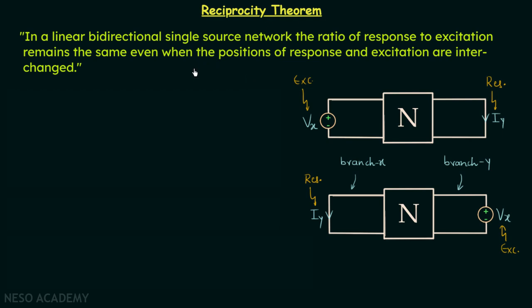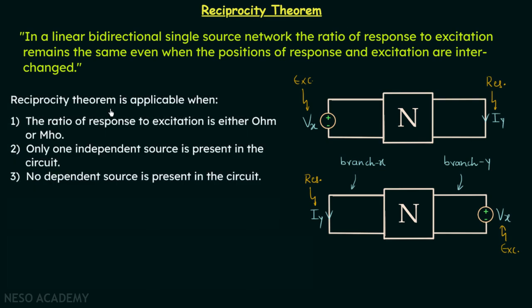And now we will move on to the conditions in which reciprocity theorem is applicable. Reciprocity theorem is applicable when, number 1, the ratio of response to excitation is either ohm or mho. Here in this case, the ratio of response to excitation is Iy over Vx, which is mho. Condition number 2 is only one independent source is present in the circuit. Pretty easy to understand. Condition number 3 is no dependent source should be present in the circuit. So a lot of conditions must be satisfied before we use reciprocity theorem.